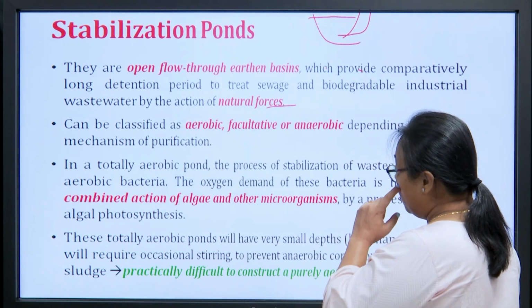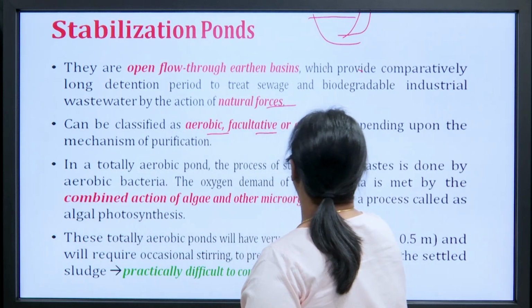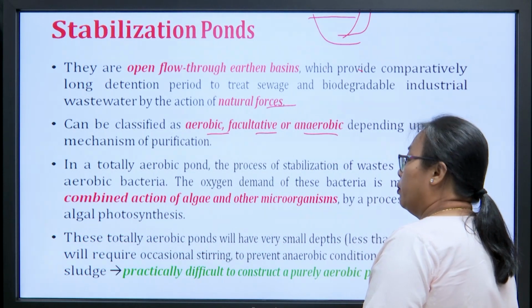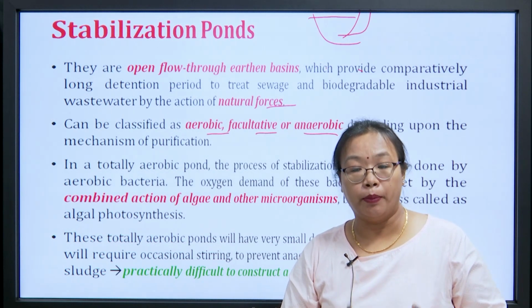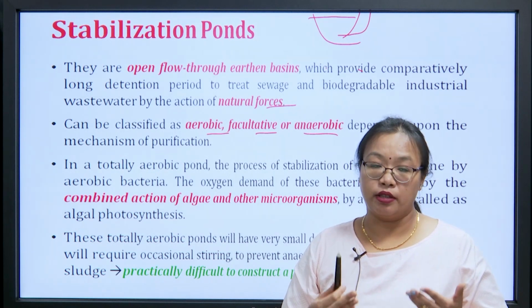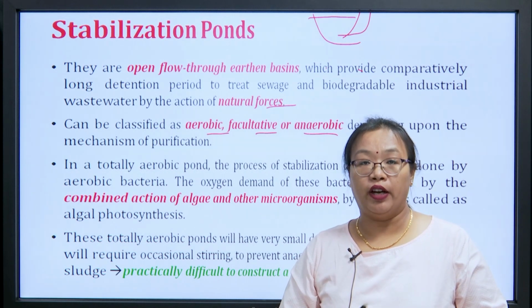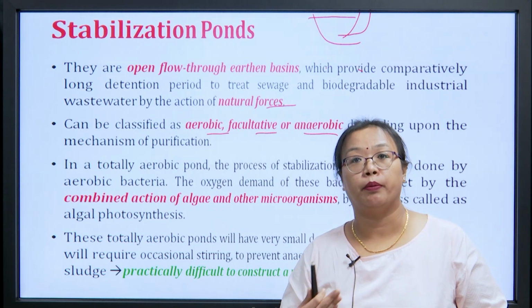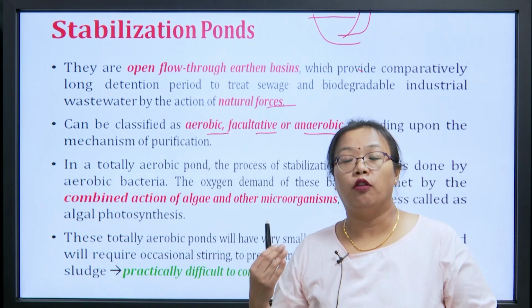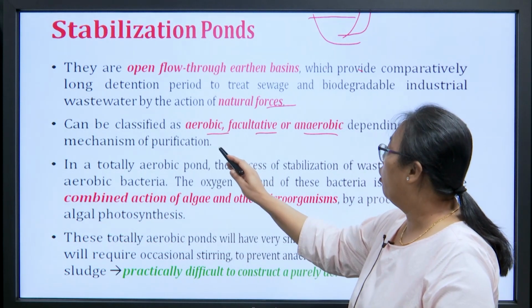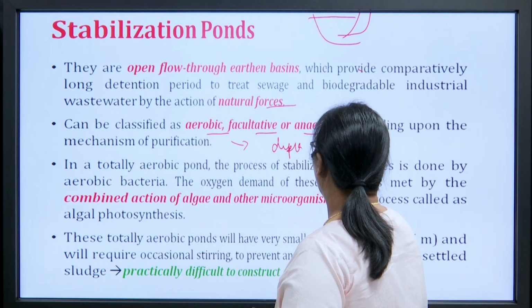So they can be classified as aerobic, facultative or anaerobic depending upon the mechanism of purification. If you have aerobic bacteria working, then you will have aerobic stabilization ponds. If you have facultative bacteria working, you will have facultative stabilization pond, and if you have anaerobic bacteria working, you will have anaerobic stabilization ponds depending on that. And obviously these are related to the depth of the pond also, right.